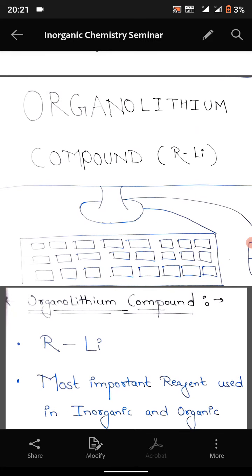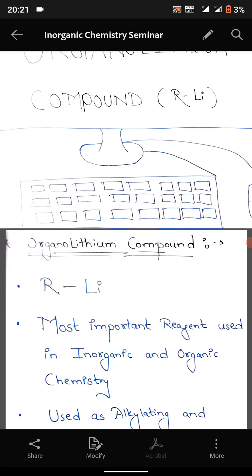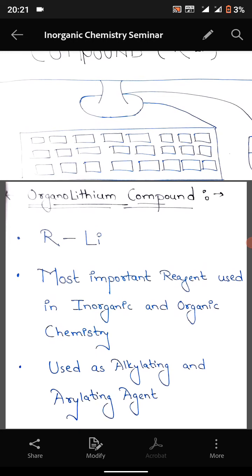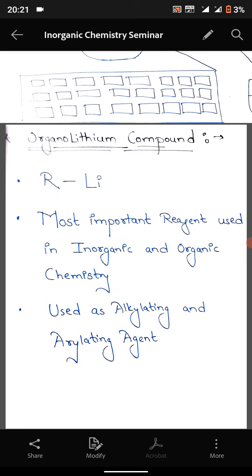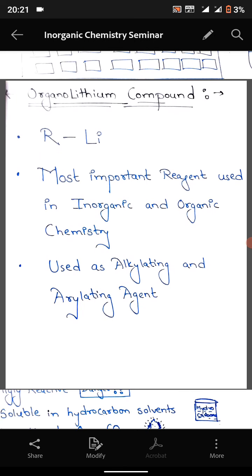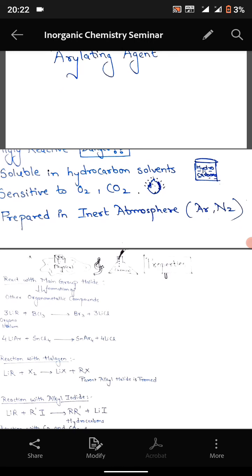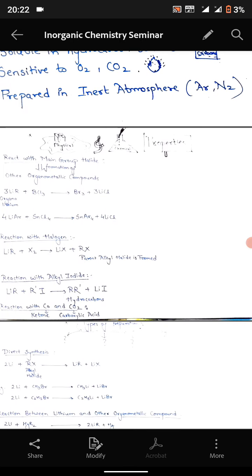Organolithium compound is represented by RLi. It is the most important reagent used in inorganic and organic chemistry, used as an alkylating as well as an arylating agent. It is highly reactive, soluble in hydrocarbon solvents and sensitive to oxygen and carbon dioxide, and it is prepared in an inert atmosphere, which is argon or nitrogen.